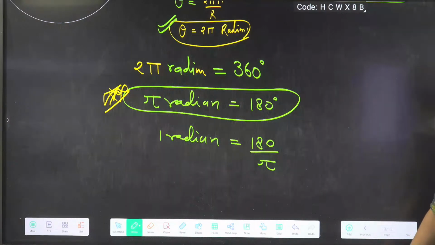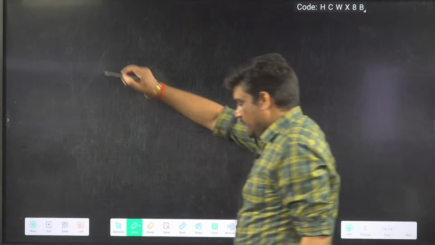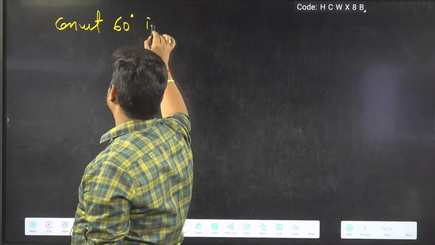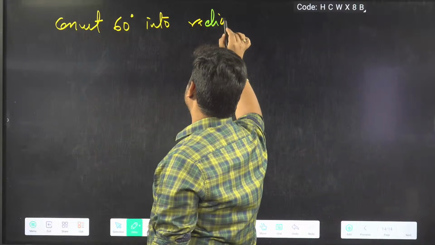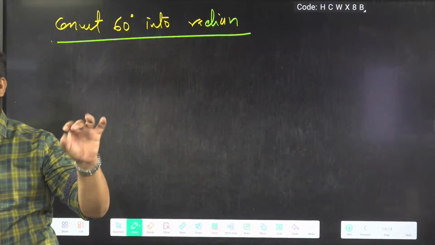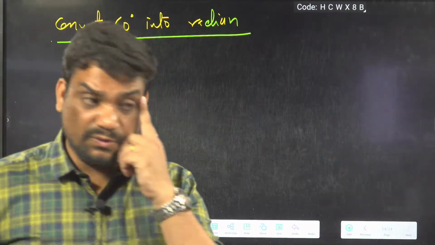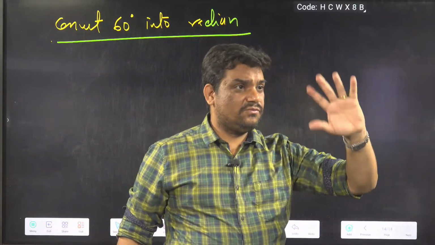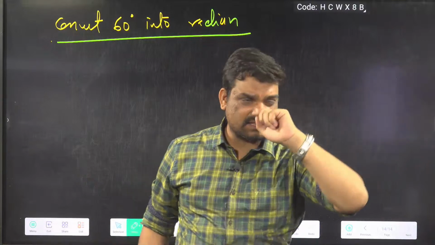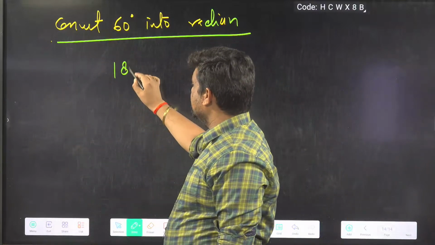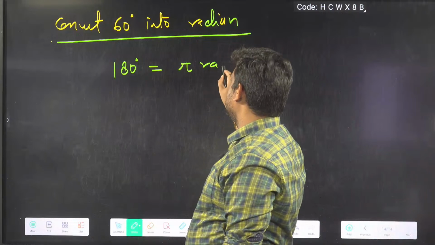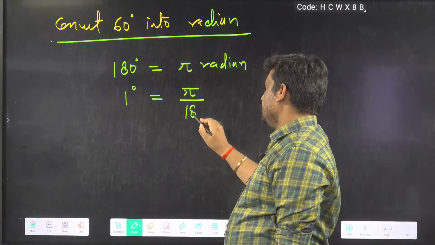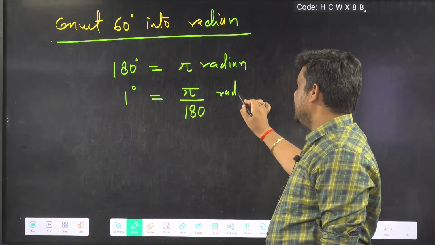Now the question: convert 60 degrees into radians. This is a very basic question I am taking. How to convert here? We'll use the unitary method, like 5 pens for 50 rupees, 1 pen like this. So we will say 180 degrees equals pi radians. 1 degree will be how much here? Pi by 180 radians.